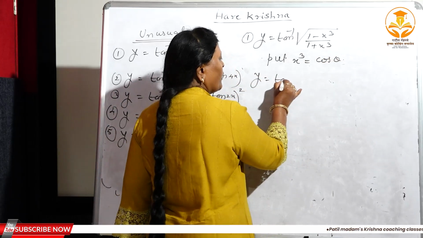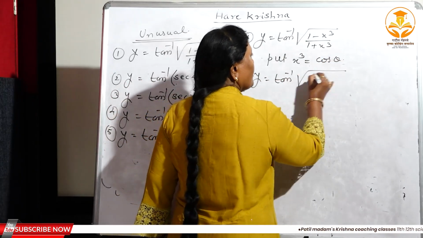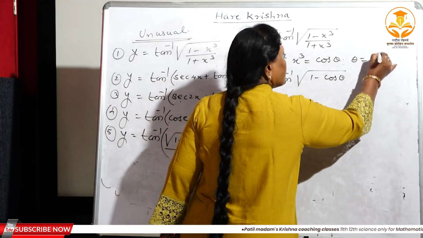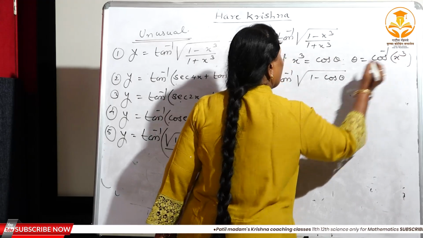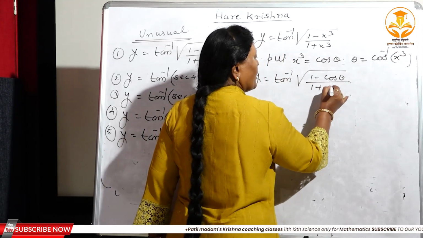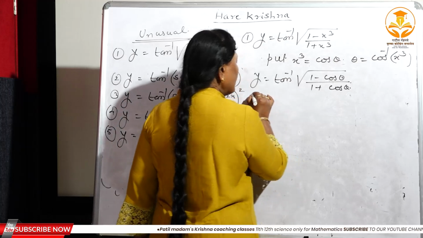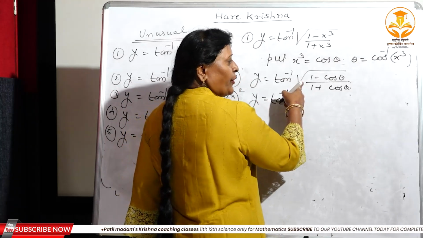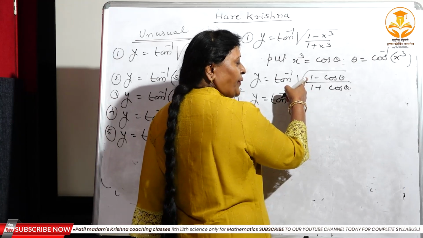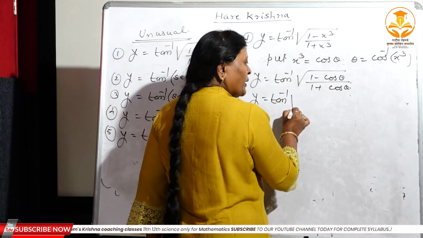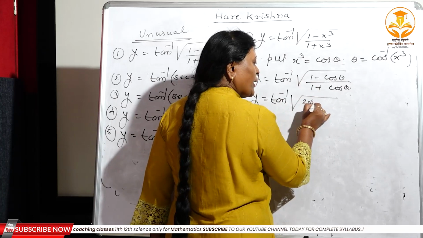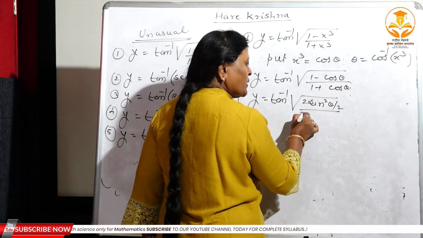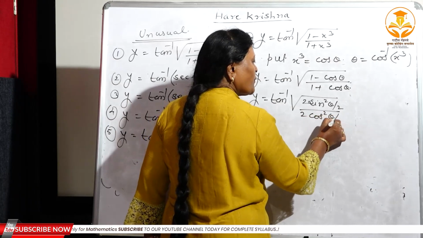Therefore, here you have got tan inverse of 1 minus cos theta. Again, theta is equal to what here? Cos inverse of x cube, right? Now 1 minus cos theta, 1 plus cos theta, and you know this is the evergreen formula. I have given the name for this formula, that is the evergreen formula. Therefore, 1 minus cos theta you can write as 2 sin square theta by 2, and 1 plus cos theta you can write as 2 cos square theta by 2.